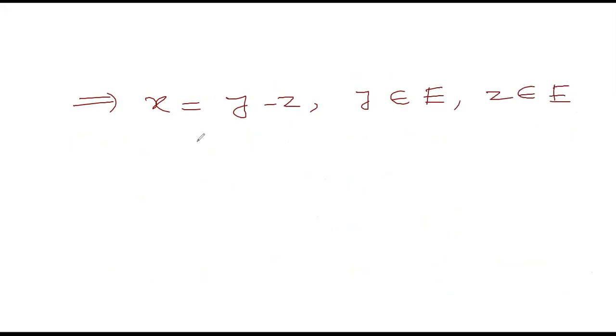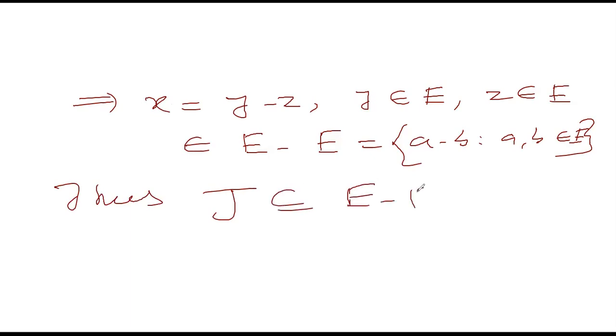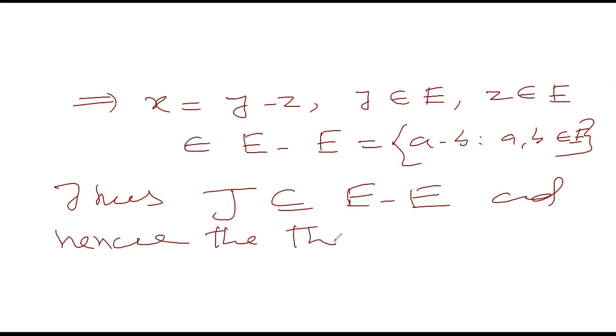But y minus z belongs to E minus E, because it is the algebraic difference. E minus E means the set of all points a minus b such that a, b both belong to E. And here y and z are in E, therefore y minus z belongs to E minus E. So thus, since x was chosen in J, J is a subset of E minus E. And hence the theorem follows.